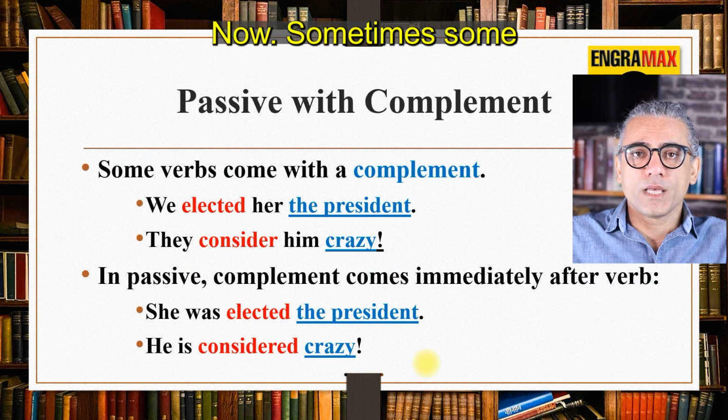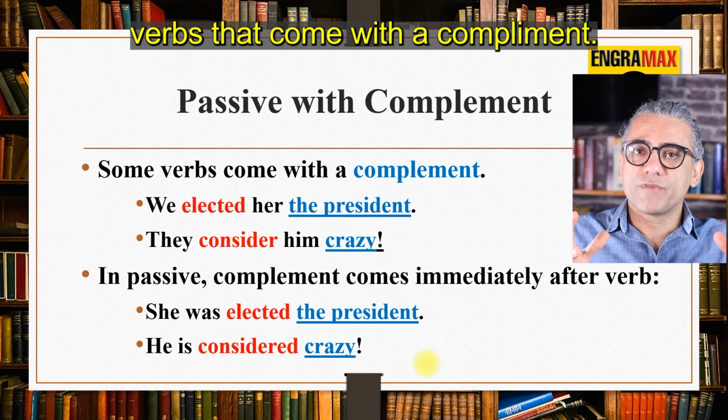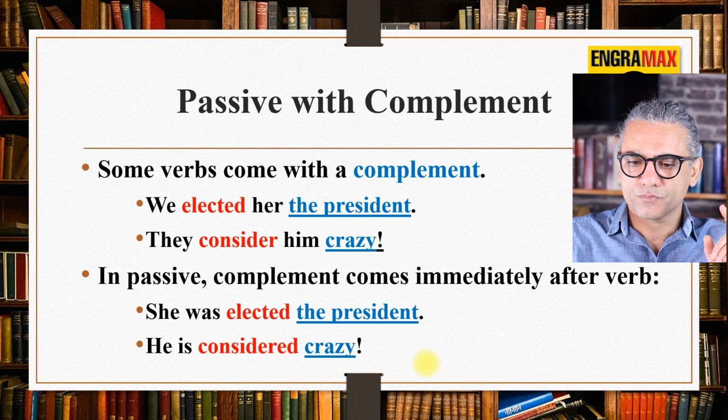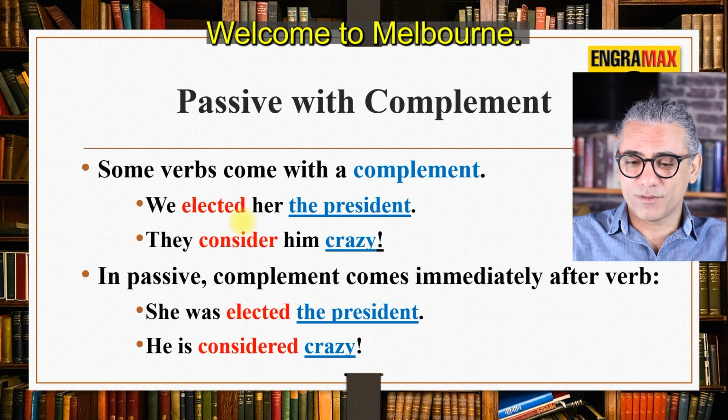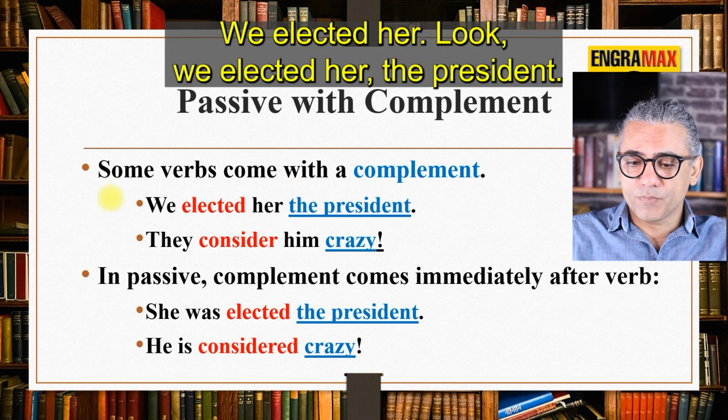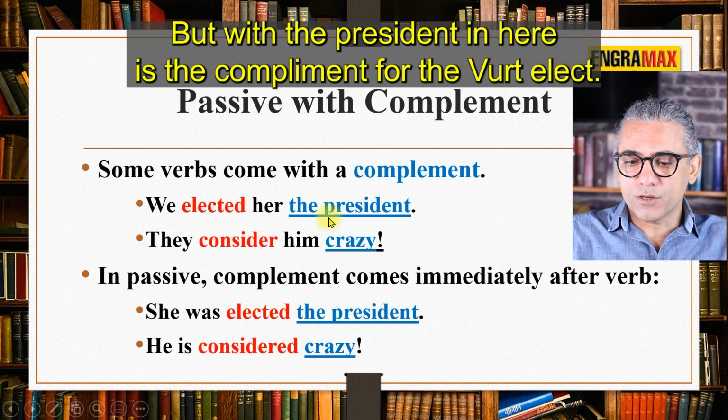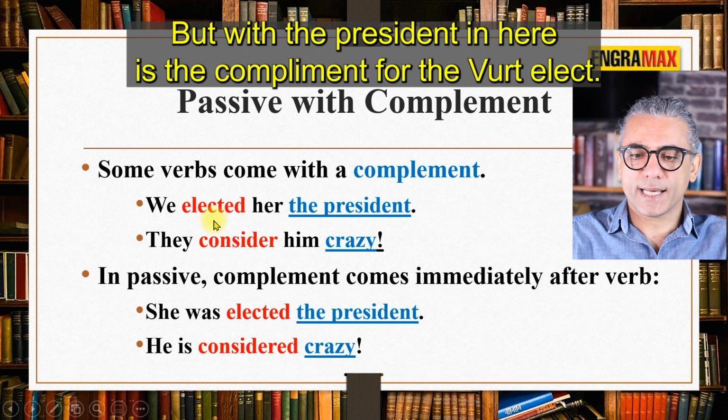Now, sometimes some verbs come with a complement. Look at this. We say, "We elected" - there is a storm going on outside. This is Melbourne. Welcome to Melbourne. "We elected her, we elected her the president." Look, "the president" in here is the complement for the verb elect.